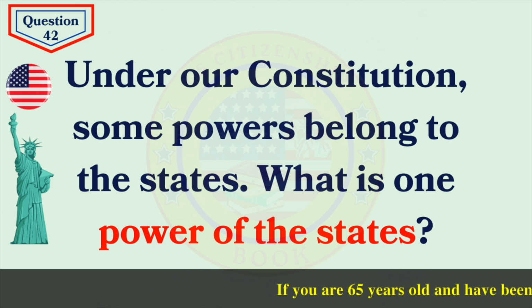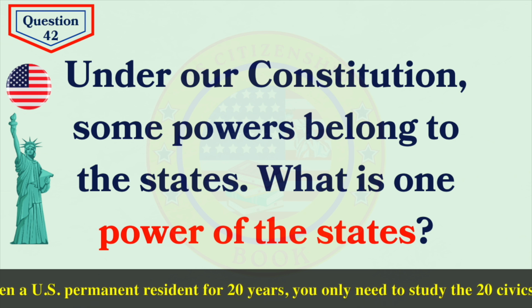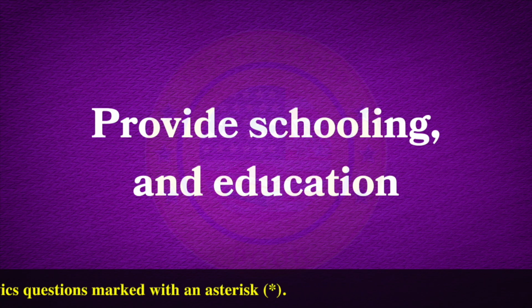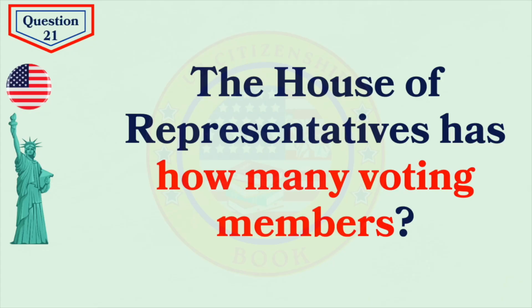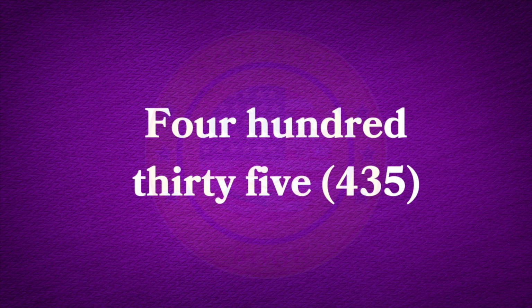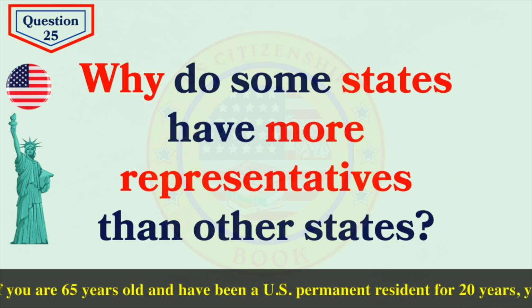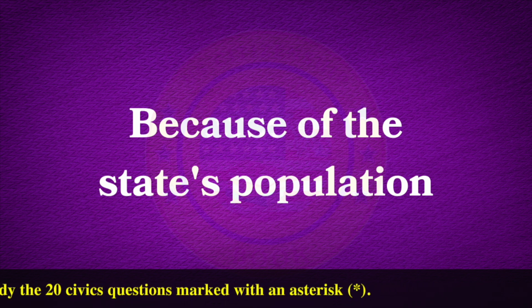Under our Constitution, some powers belong to the states. What is one power of the states? Provide schooling and education. The House of Representatives has how many voting members? 435. Why do some states have more representatives than other states? Because of the state's population.